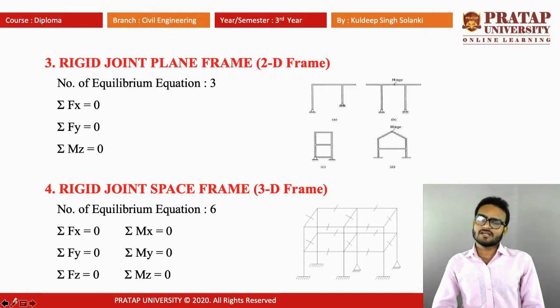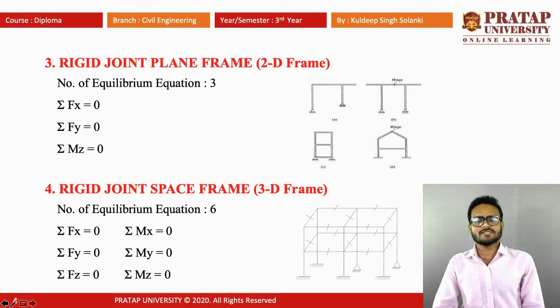We know that in the case of a truss there is no moment, but in the rigid case, a moment is available at every joint. So the summation of moments is equal to 0. In this case, we have three equilibrium equations. Next is rigid joint space frame.